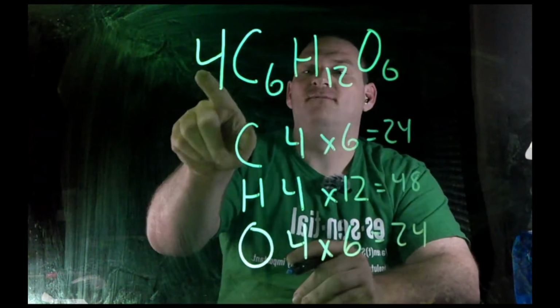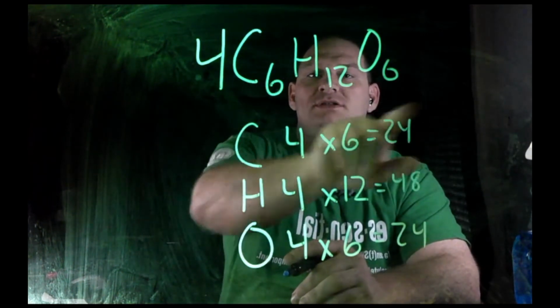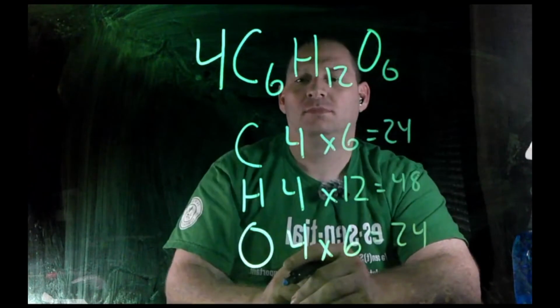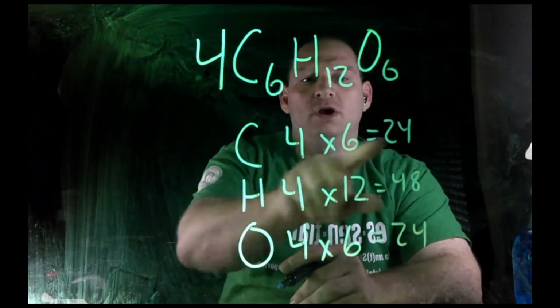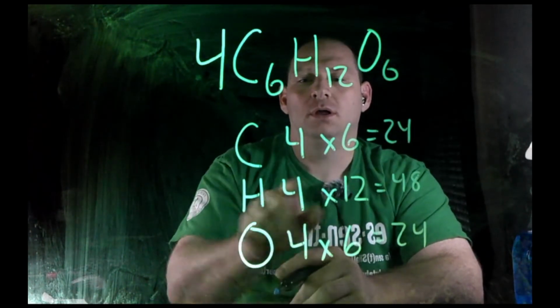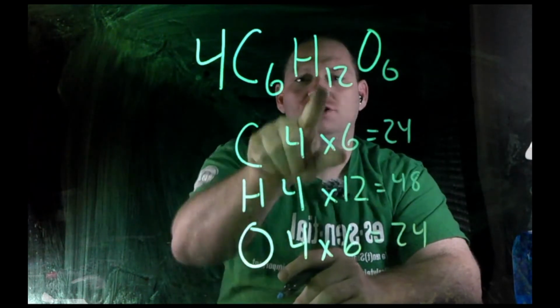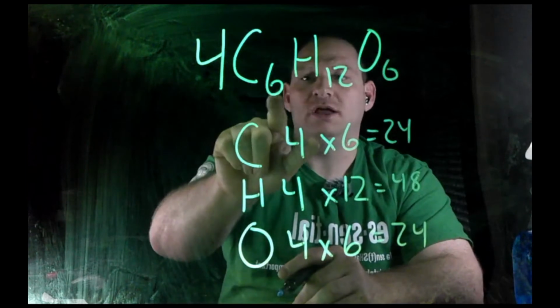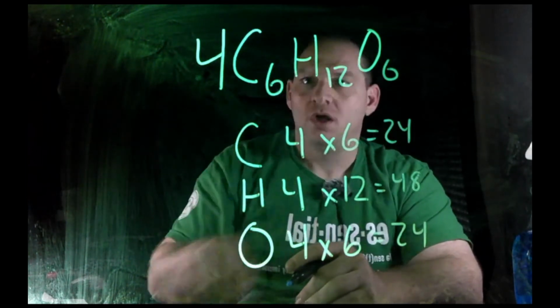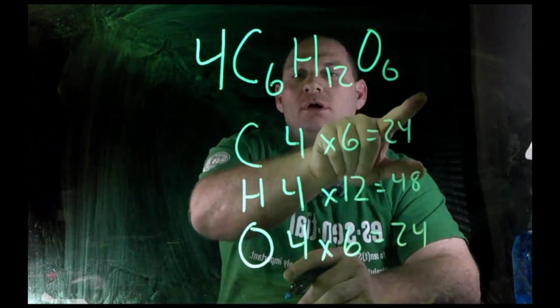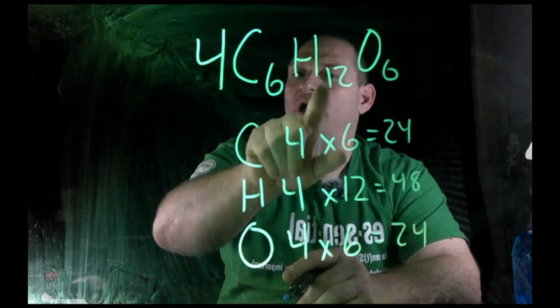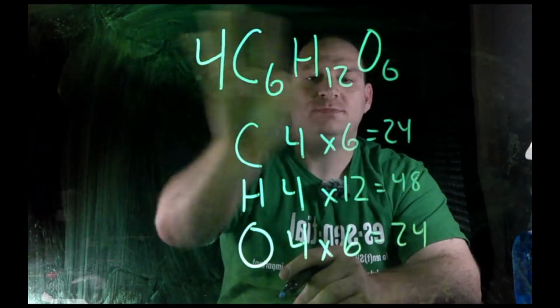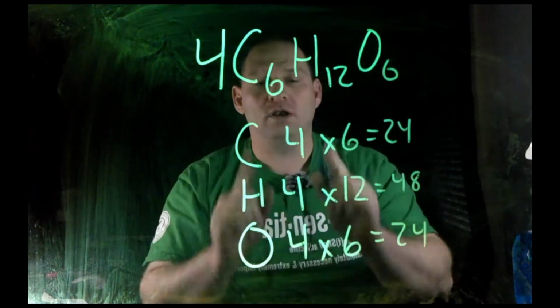All right, so we have 4 molecules or 4 sets of this sugar. Individually, we have 24 carbons. We have 48 hydrogens, and oxygen is 24. Now, we can't just look at the numbers on the bottom here. We have to look at the whole picture. Because if I say, hey, I have 12, well, I have more than 12, I have to take all these pieces in there.